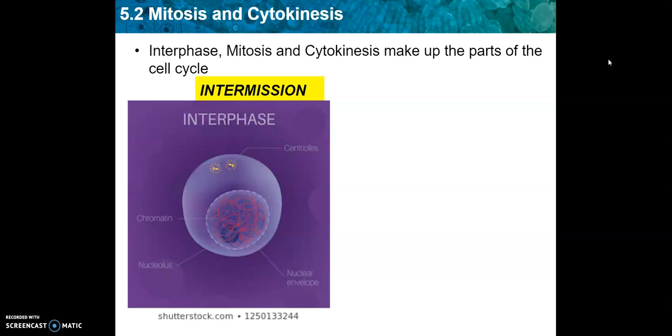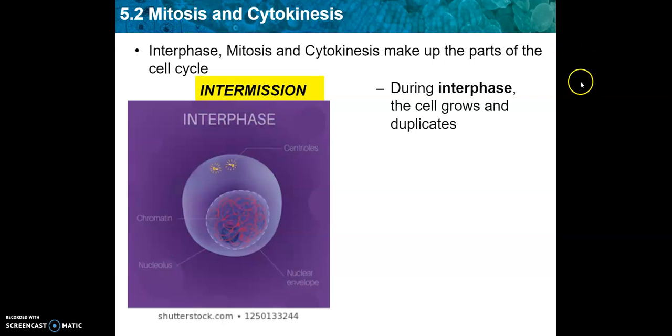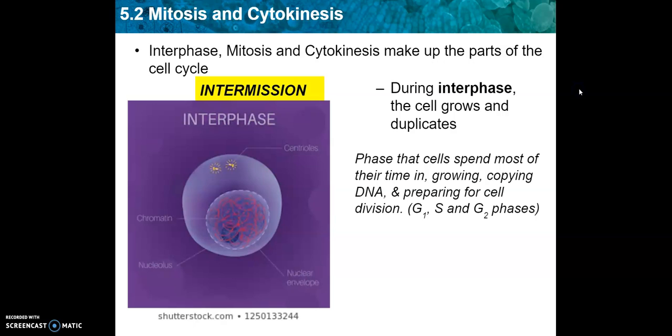So interphase, mitosis, and cytokinesis make up the parts of the cell cycle. During interphase, the cell is focused on growing and duplicating things. Think about interphase like intermission. If you go to the movies or a play, during intermission, what do you do? You get up, you walk around, you stretch, maybe you get something to eat, maybe you go to the bathroom. But during that time, you're just hanging out, growing, doing everyday cell things.